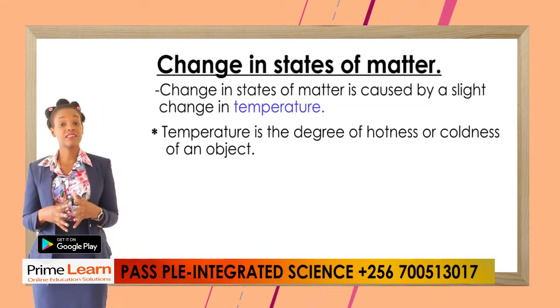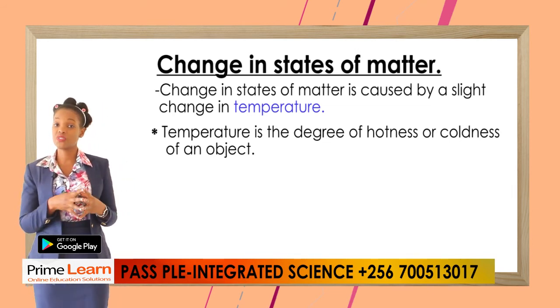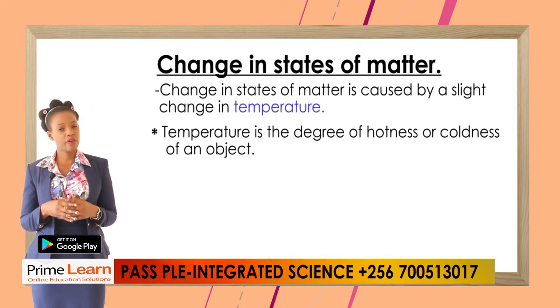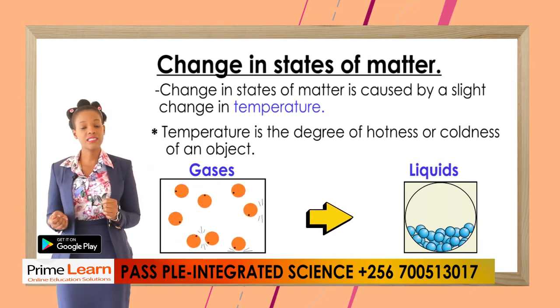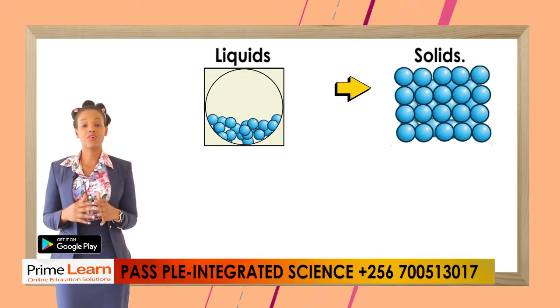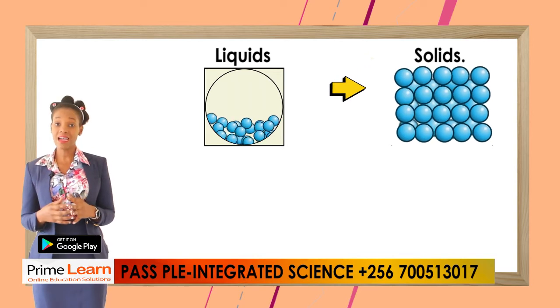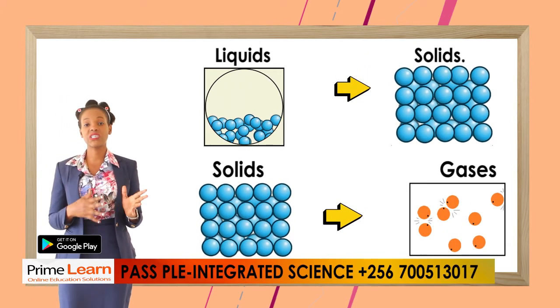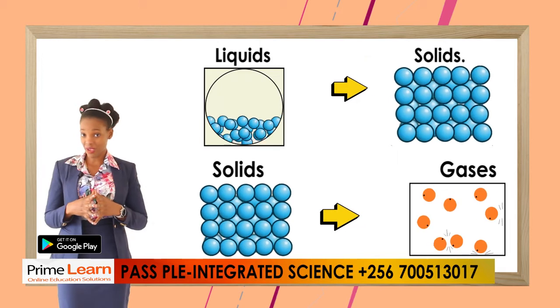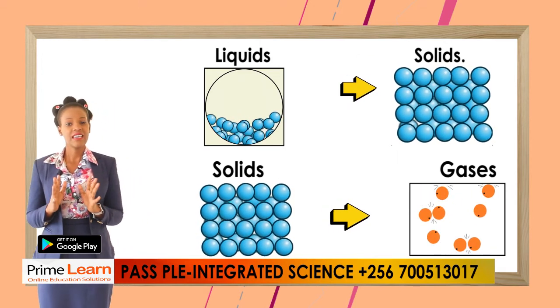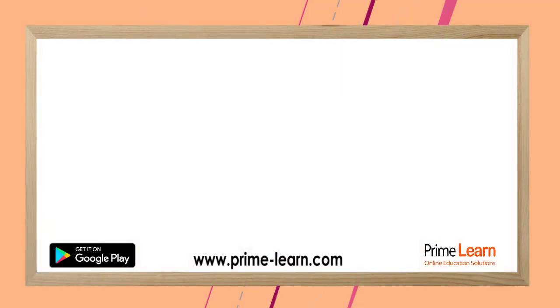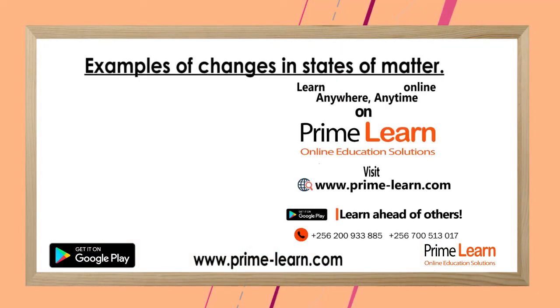Now, some substances can easily change from one state to another, as I told you. For example, gases can easily change from gases to liquids. Liquids can easily change from liquids to solids. And even solids can change from solids to gases. I hope you have understood that clearly. My dear friend, having known that, now let us go straight away and see the examples of changes in states of matter. How do they change from one state to another?